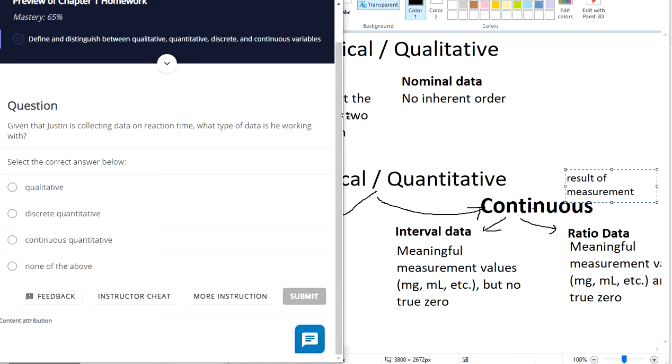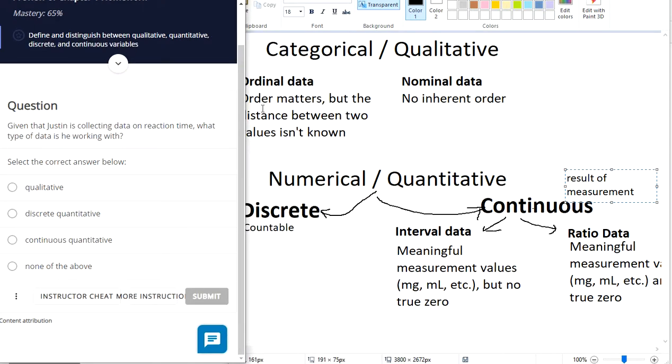Okay, so given that Justin is collecting data on reaction time, what type of data is Justin working with? Reaction time, those are numbers. You could calculate a mean reaction time. So that means it is quantitative. It's numbers you can perform meaningful arithmetic with. And now we've decided that it's quantitative. Is it discrete or continuous? Unless we're counting seconds, that's countable if it's just seconds. But if we're thinking about 1.23 seconds or 1.235 seconds, that sounds more like the result of measurement, continuous.